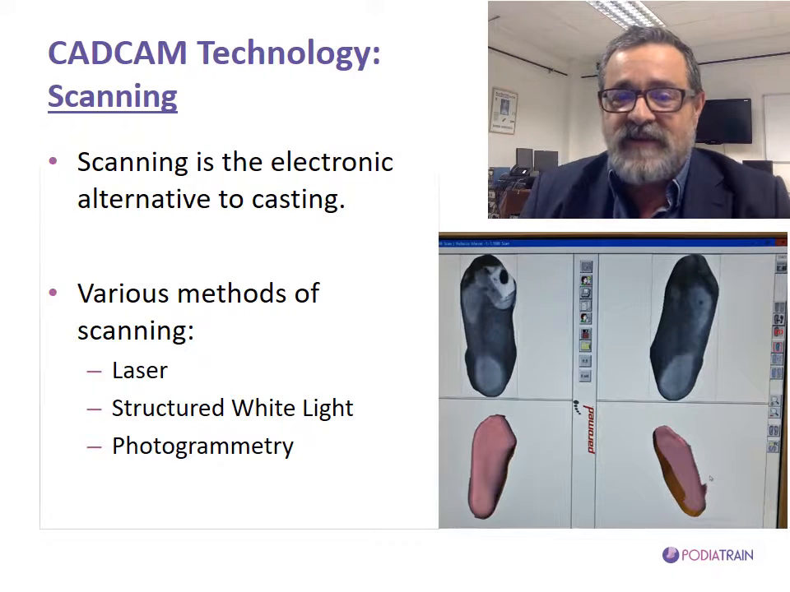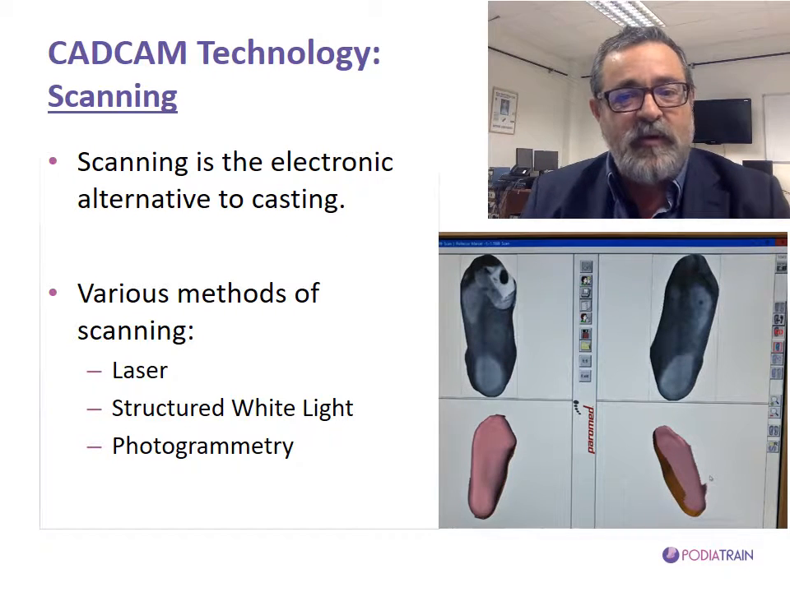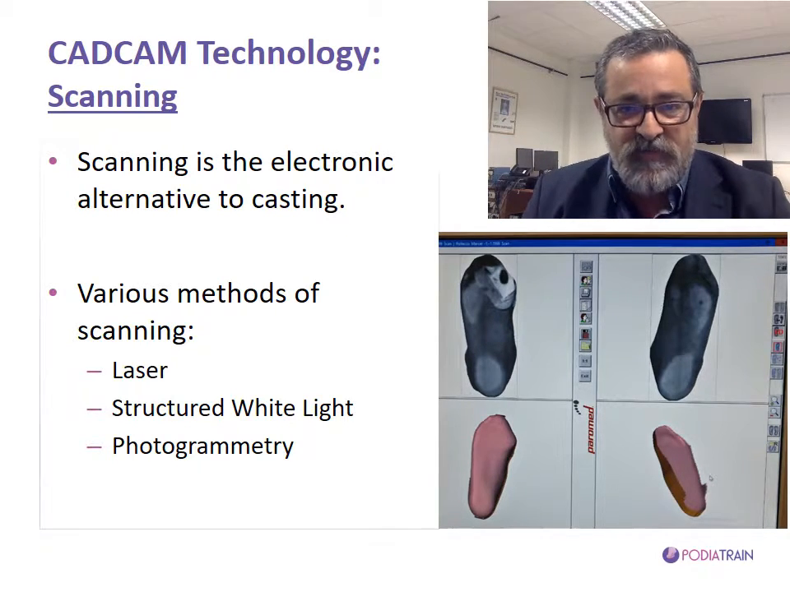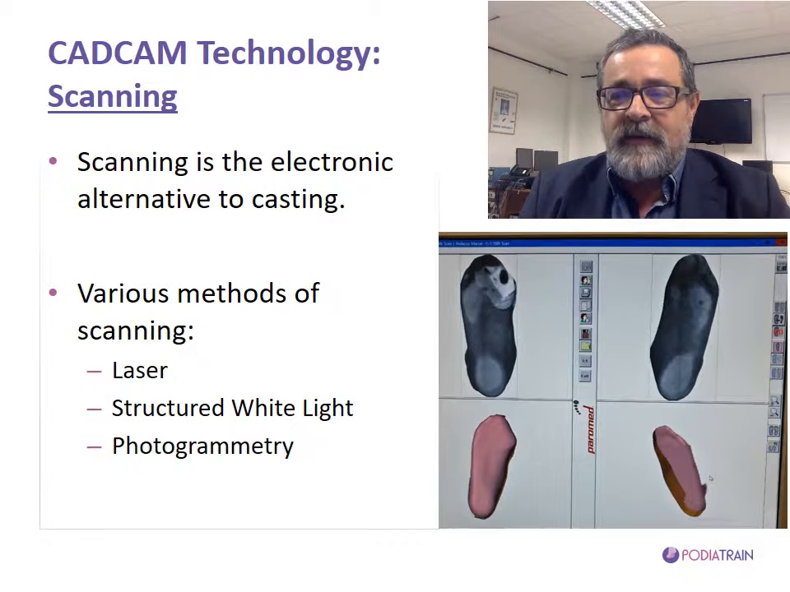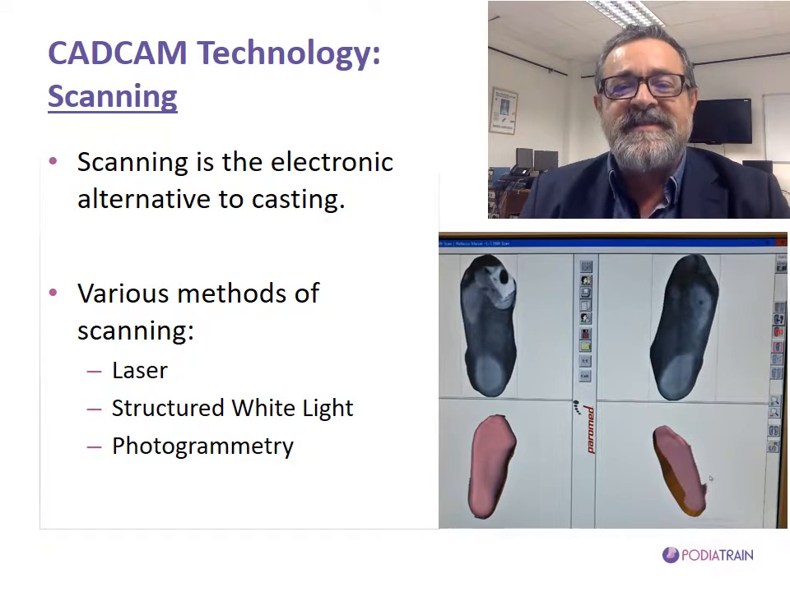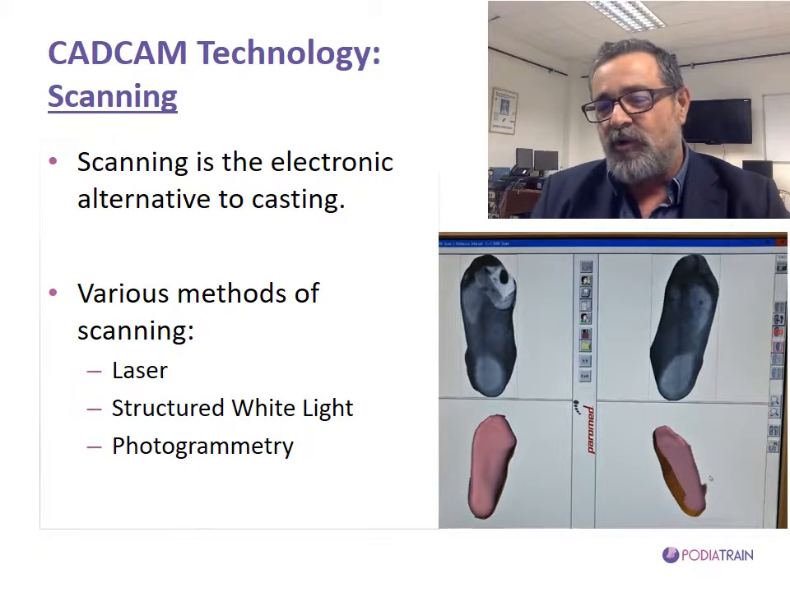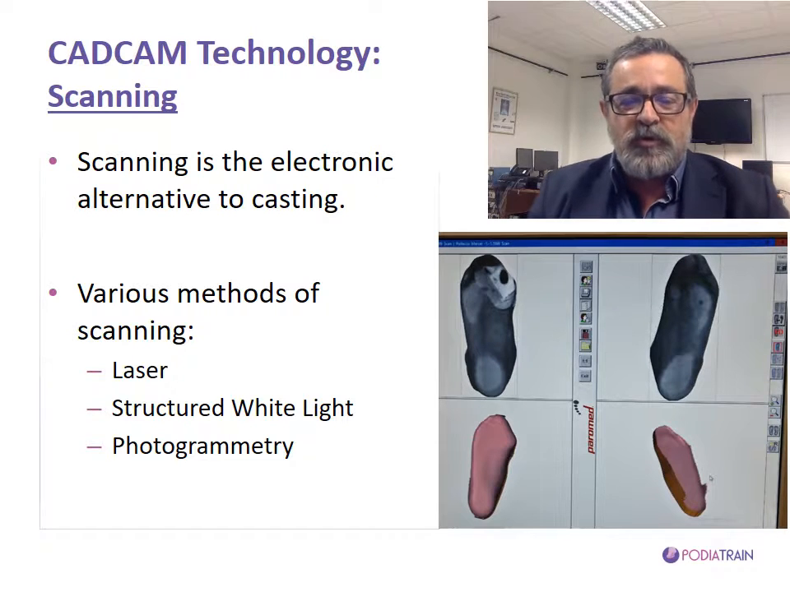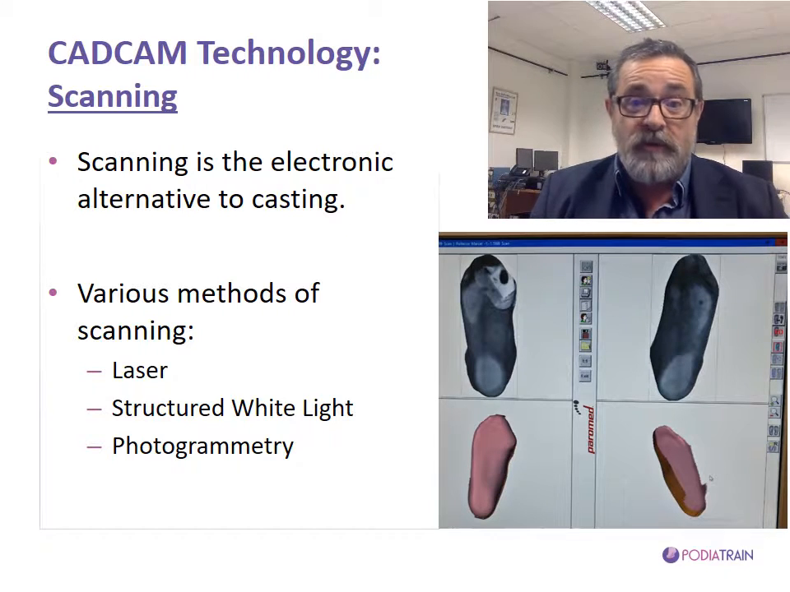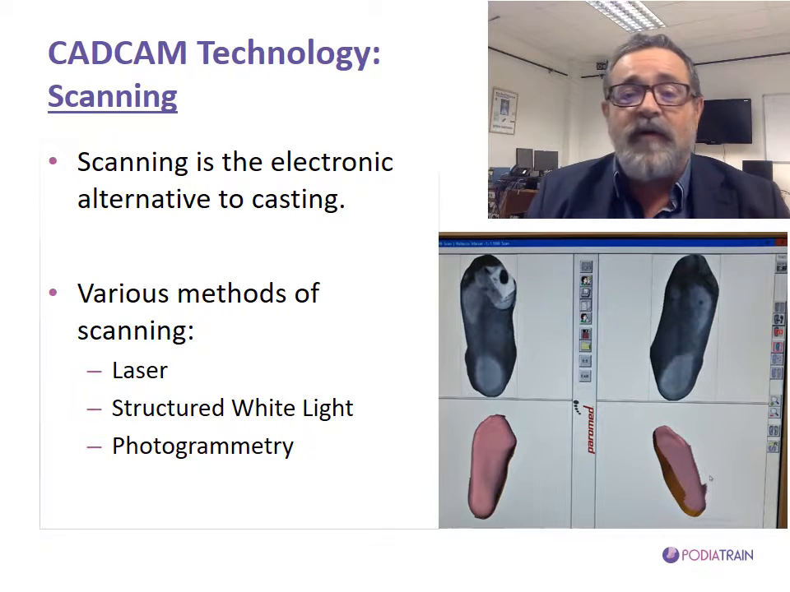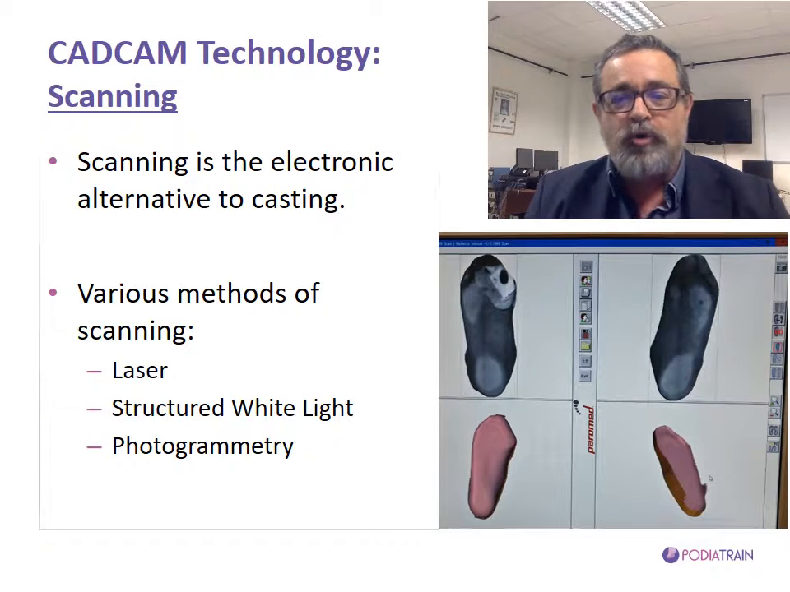Or nowadays there are also vacuum units that can capture the shape of the patient's foot. In CAD/CAM technology, we use scanning, which is the equivalent to casting. Scanning utilizes various different technologies to produce a 3D representation, or a 3D model, of our patient's foot, namely, of most interest is the contour of the plantar aspect of the patient's foot.